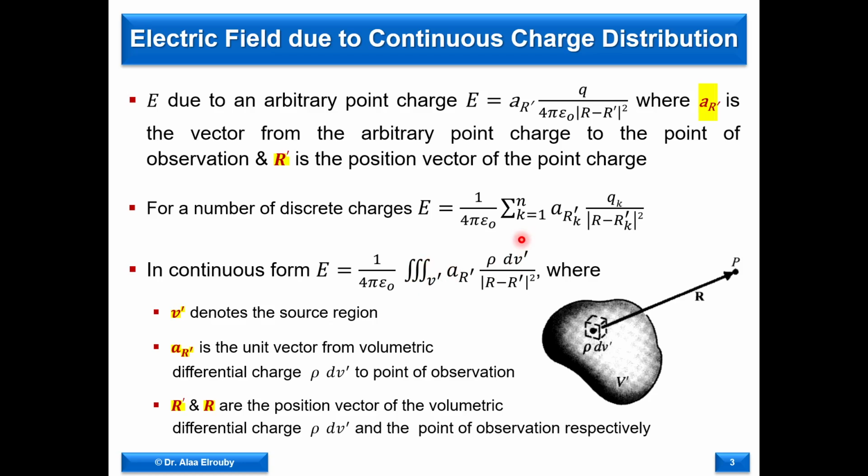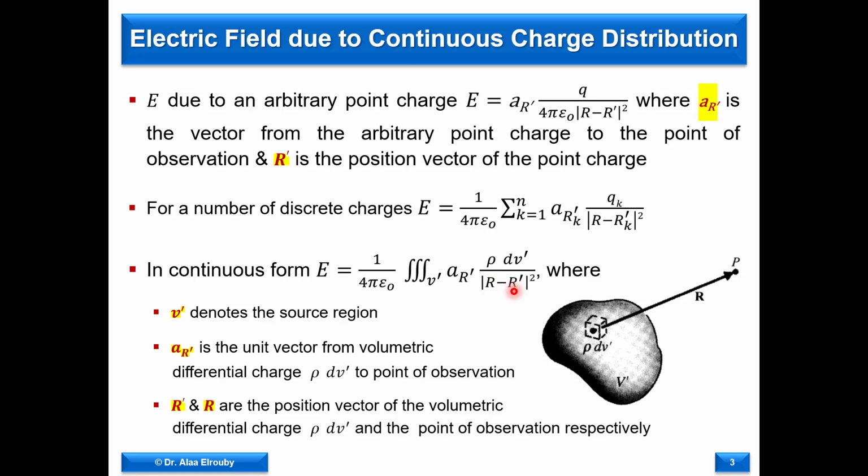aR prime in this context is the unit vector from the differential volumetric element to the observation point. Rho is the charge distribution. dV prime is the volume of the differential volumetric element. So rho dV prime is actually the point charge that we're dealing with. The absolute square of R minus R prime is the same expression as in this term. R is the position vector to the observation point.